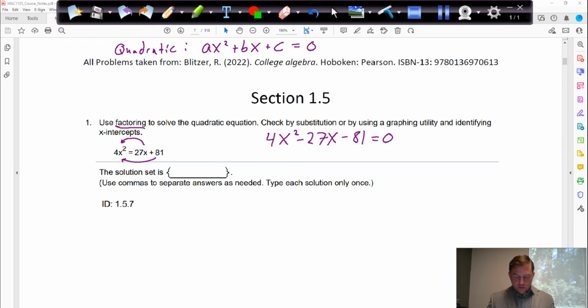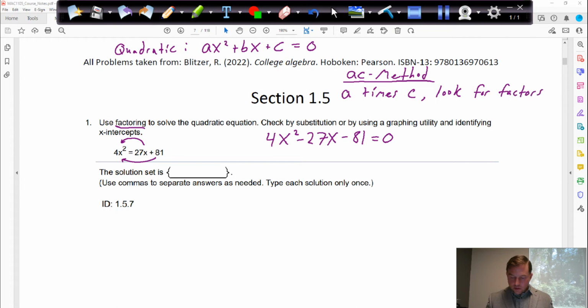Okay, now I'm going to show you a method to factor this. So we're going to try to factor this, and I'm going to show you the AC method. You probably had seen this in intermediate algebra. The AC method says take A times C and look for factors that add to B. So we're using all three numbers here. We're going to multiply our A term and our C term, and we're going to see the factors of that number that combine to be minus 27.